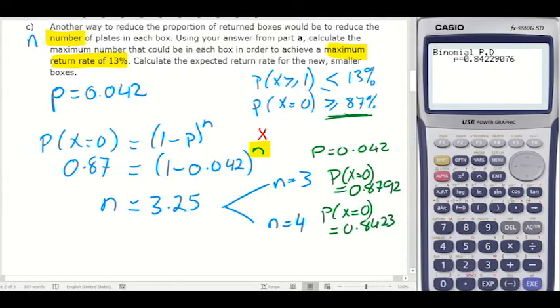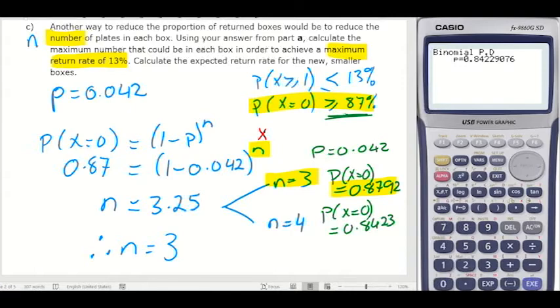0.8423. So what I'm going to do is I'm going to look at that criteria. I want my chance of no broken plates to be at least 87%. This is the one that's going to give me no broken plates of at least 87%, so I can say therefore n is equal to 3.